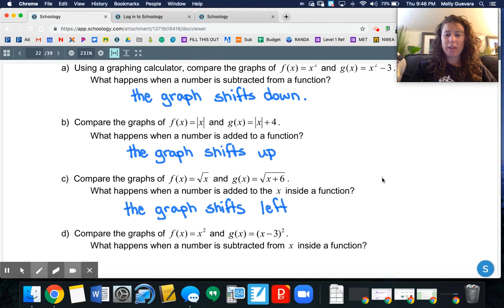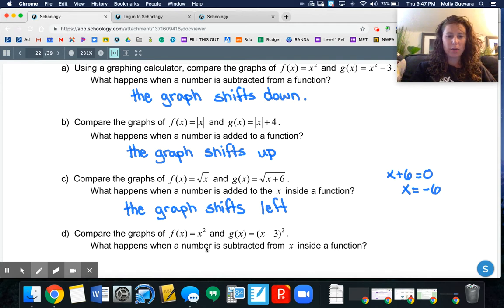And the reason for that is, if I were to set what's inside the function, which in this case is x plus 6, if I were to set that equal to 0 and solve, I would get that x is actually at the coordinate of negative 6. So that's to the left. Okay.